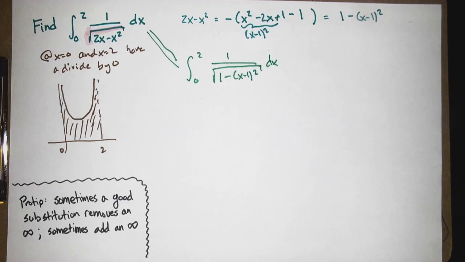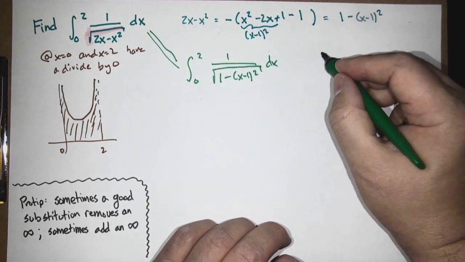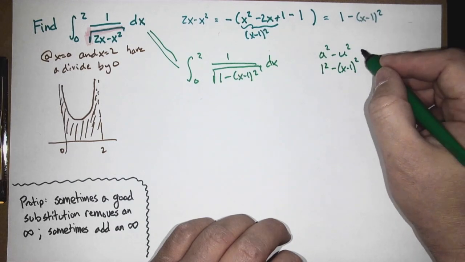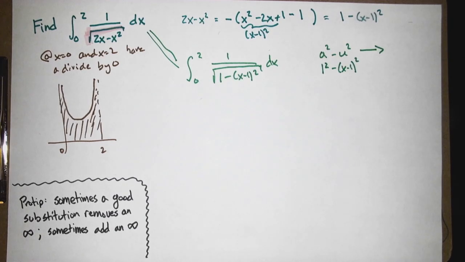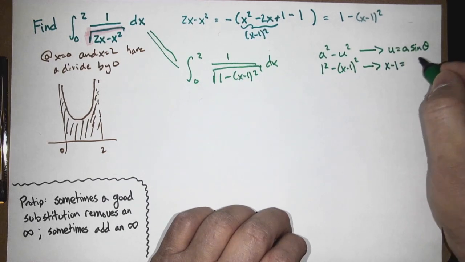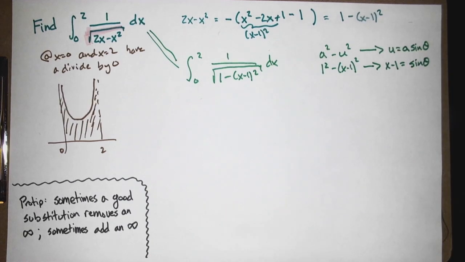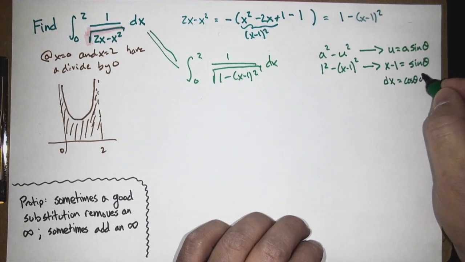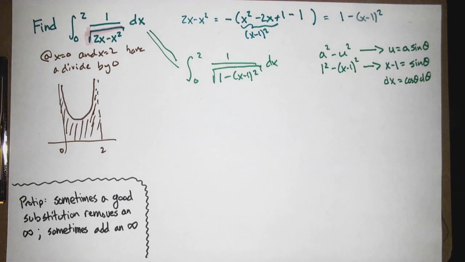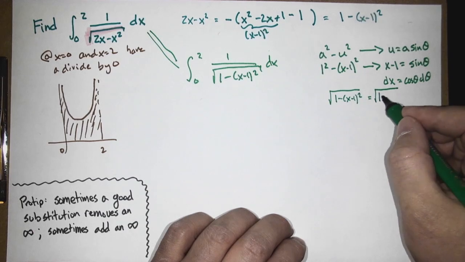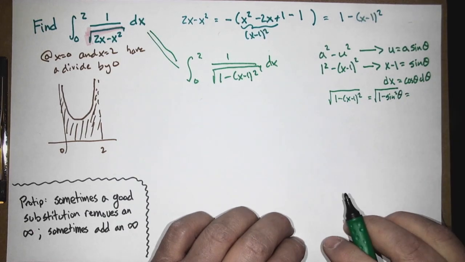Now, we're in the right form. This looks like a squared minus u squared, where a is 1 and u is x minus 1. What's the substitution to make for a squared minus u squared? It's the sine. u equals a sine theta. So for us, u is x minus 1, a is 1. So x minus 1 equals sine theta. Take the derivative of both sides. What's dx? Cosine theta. So dx is cosine theta d theta. What happens to the square root of 1 minus x minus 1 squared? It becomes the square root of 1 minus sine squared, which becomes cosine.